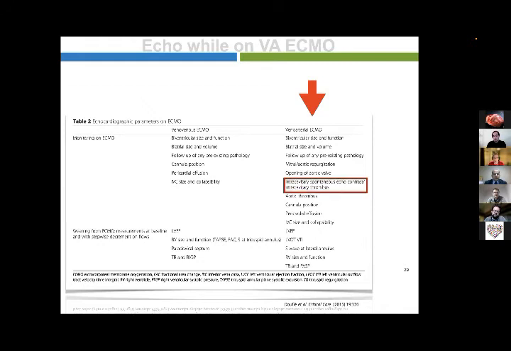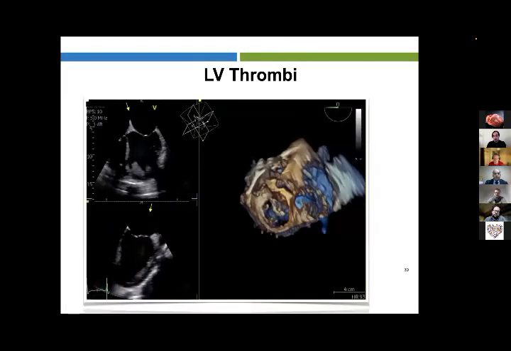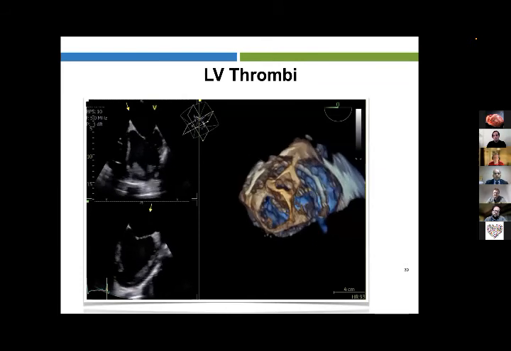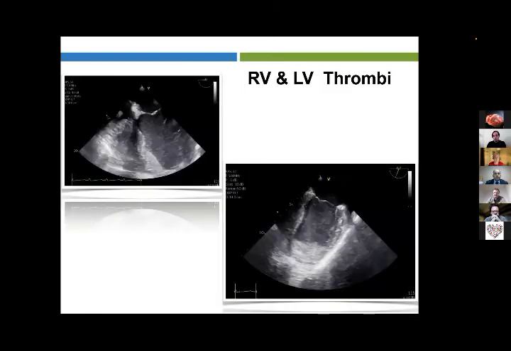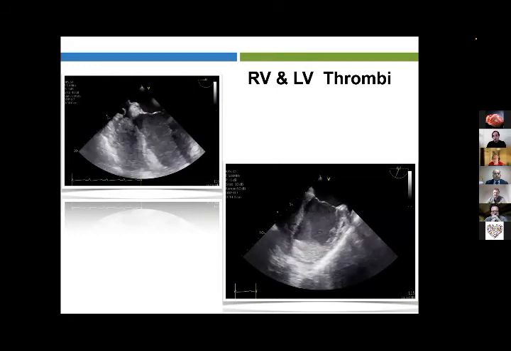Then, of course, we look at spontaneous contrast or thrombi in the left ventricle or right ventricle. Here, an example of a patient with left ventricular thrombi, things you do not want to see, or in this case, which is very unfortunate, thrombi in the right and the left ventricle. We have to remember that these are very, very sick patients, and it's often very difficult to monitor them and to continue therapy with them.